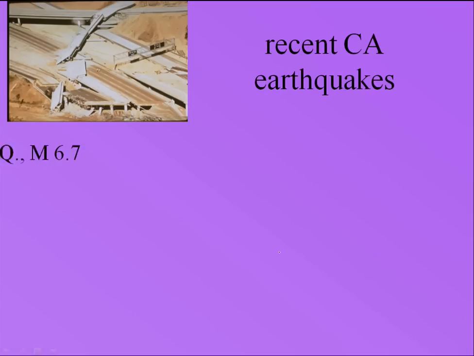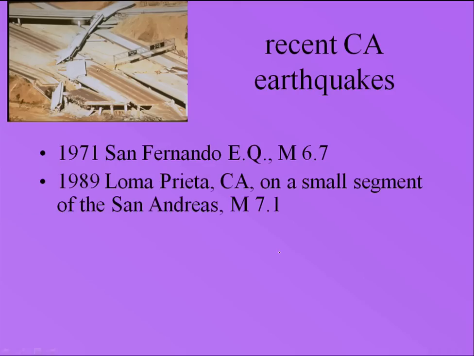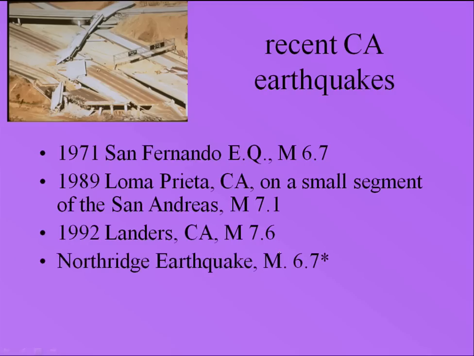Recent earthquakes in California. In 1971, there was a 6.7 earthquake called the San Fernando or the Sylmar earthquake. In 1989, there was the Loma Prieta earthquake on a small part of the San Andreas Fault. That was a 7.1 and happened during the World Series. In 1992, there was a 7.6 just outside of the Los Angeles area in the desert of Landers, California. And of course, there was the Northridge earthquake, a 6.7.